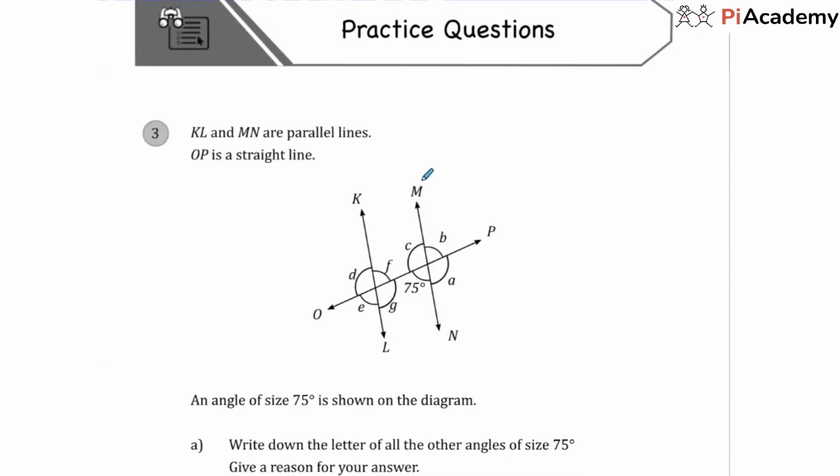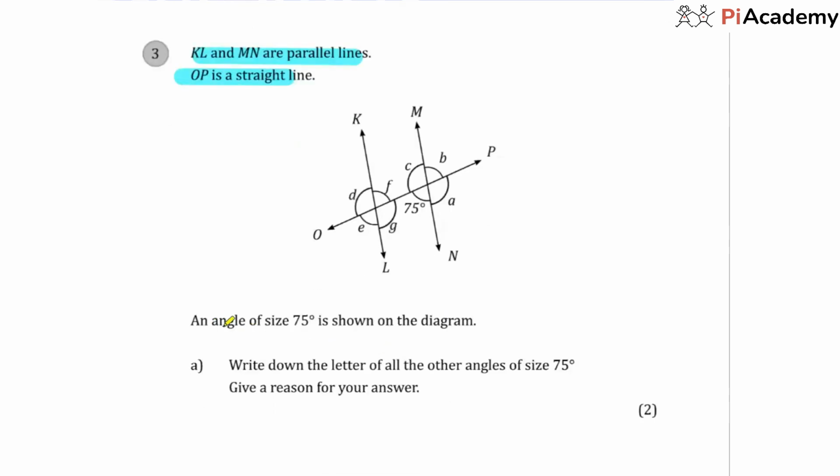Here you go. Can you read that? KL and MN are parallel lines. OP is a straight line. An angle of size 75 degrees is shown. Write down the letter of all other angles of size 75 degrees. You can take 1 minute and don't give answers. Let everyone finish. Go ahead.